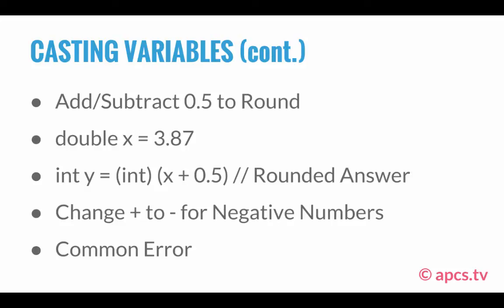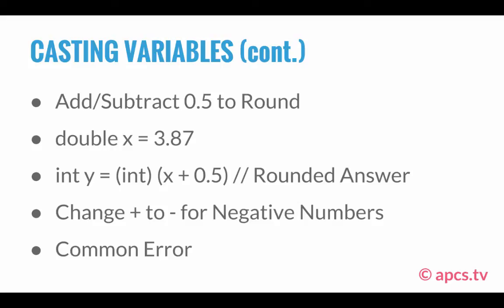In order to get a solution for that, what you can do is add or subtract 0.5 to round. So with positive numbers you add 0.5, and with negative numbers you subtract 0.5. So let's look at the example again. Double x equals 3.87. Int y equals parentheses int parentheses x plus 0.5. Now this gives us a rounded answer because once x gets 0.5 on top of it, it becomes 4.37, and when you do int 4.37, that converts to 4. So then int y equals 4, which is the right answer rounded.